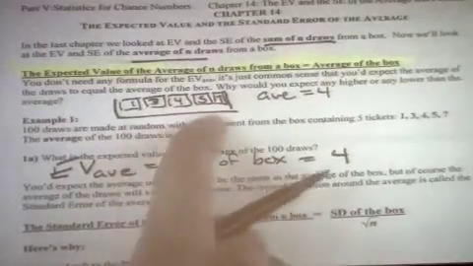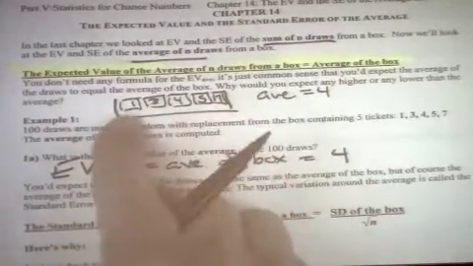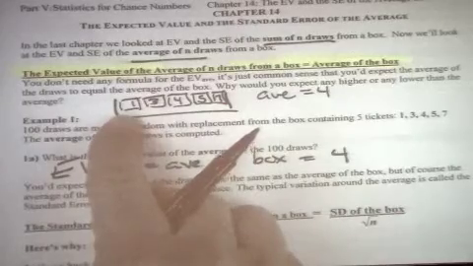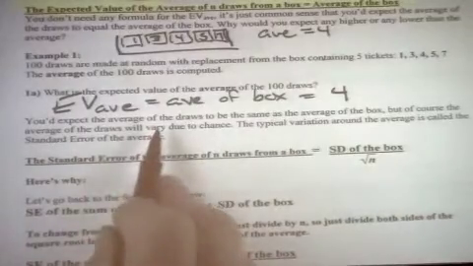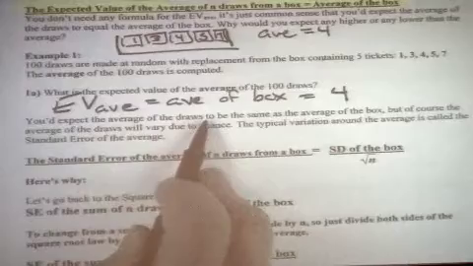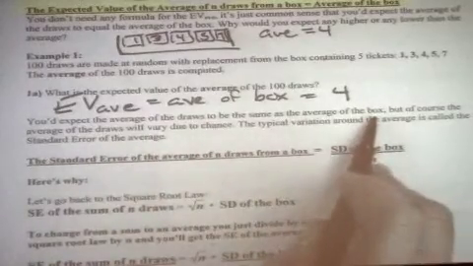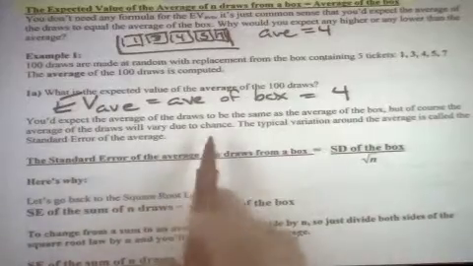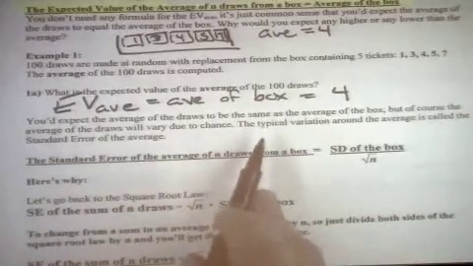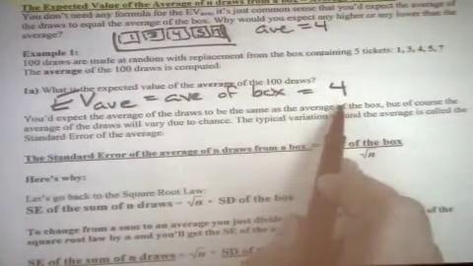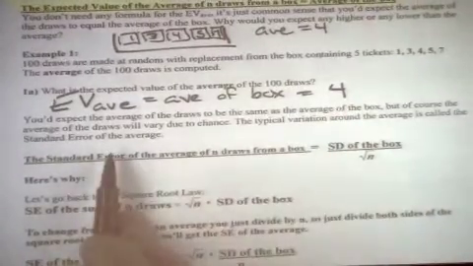Okay, I mean, the highest the average could ever be would be 7. The lowest the average could ever be is 1, but you would expect the average of the box. But you're not going to get the average every time, of course. You'd expect the average of the draws to be the same as the average of the box, but of course it's a chance process, so it's going to vary due to the luck of the draw. And the typical variation around this average is called the standard error.